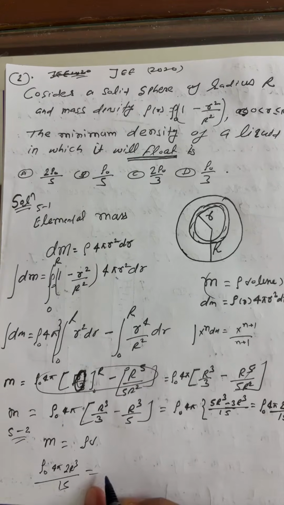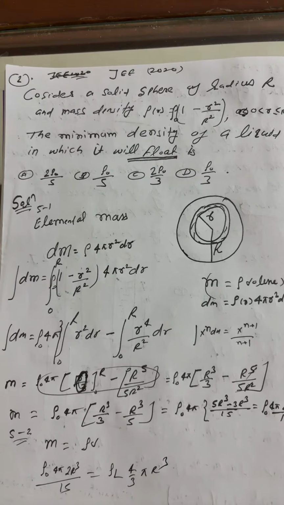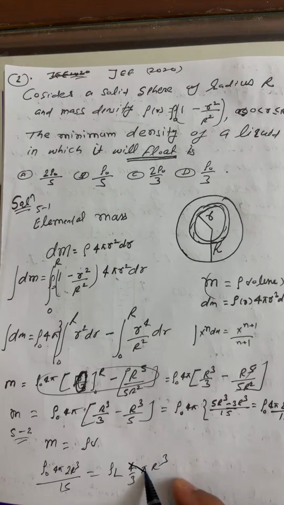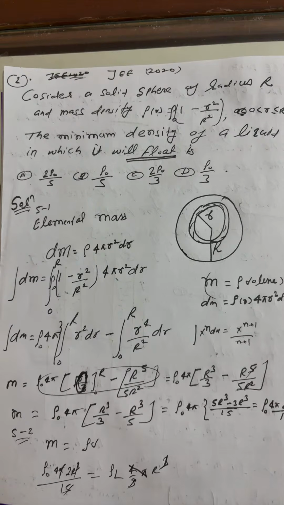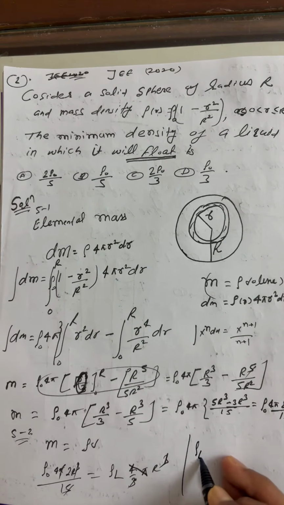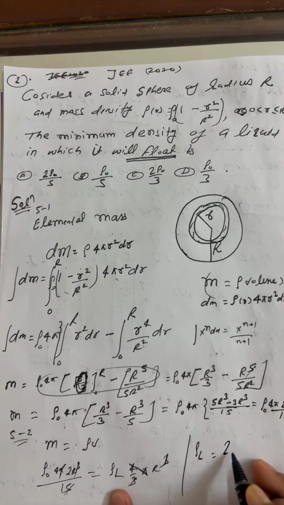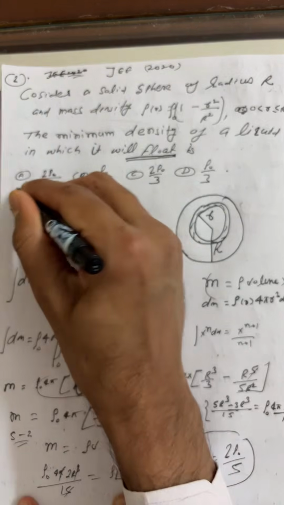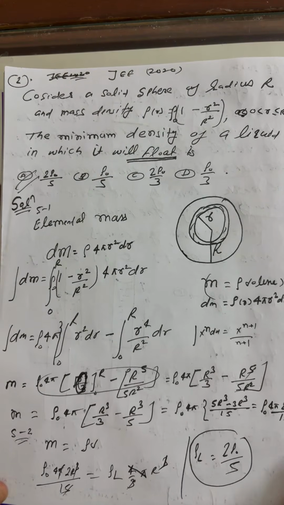So this is the density of liquid. What is the volume of a sphere? 4 by 3 pi r cube. This is the last calculation: 4 pi cancels, r cube cancels, 3 times 5 is 15. So you will get the density of liquid as 2 rho naught by 5. Divya: which option? Yes, option A is correct. It is a very good question.